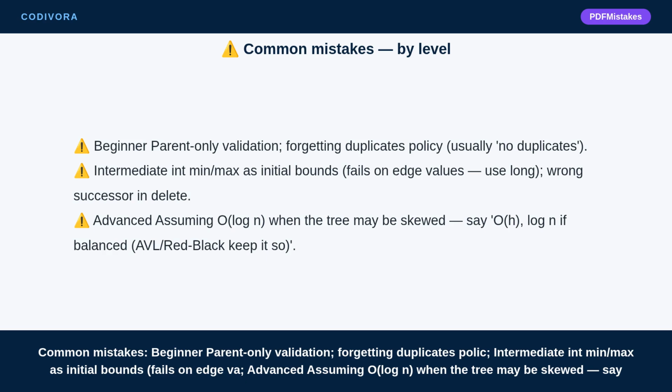Now the mistakes to avoid, straight from the field. Beginner: parent-only validation, forgetting the duplicates policy, usually no duplicates. Intermediate: int min and max as initial bounds. Fails on edge values. Use long. Wrong successor in delete. Advanced: assuming O of log n when the tree may be skewed. Say O of log n if balanced. AVL or red-black, keep it so.